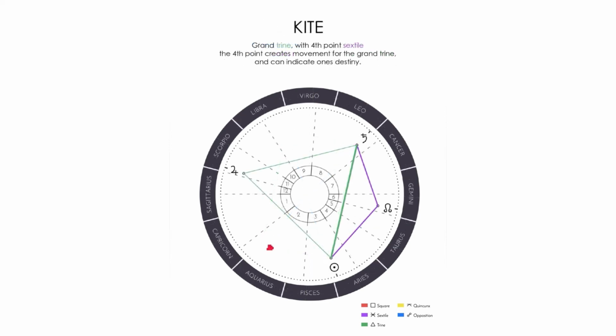A kite is a grand trine, but with the 4th point that forms the head of the kite. And this 4th point creates movement for that grand trine, and it indicates one's destiny.